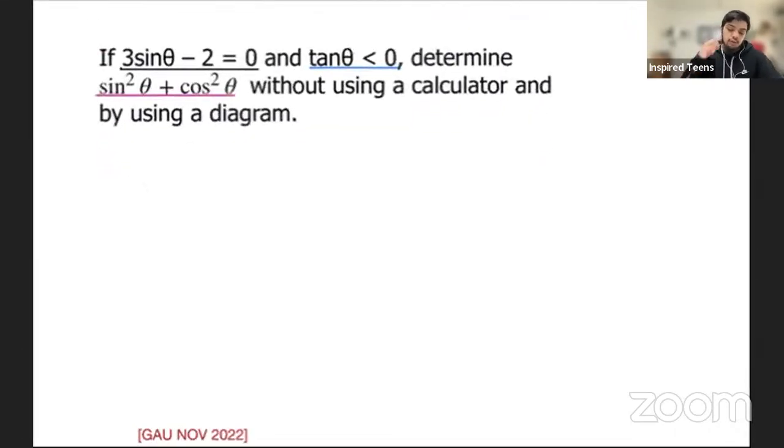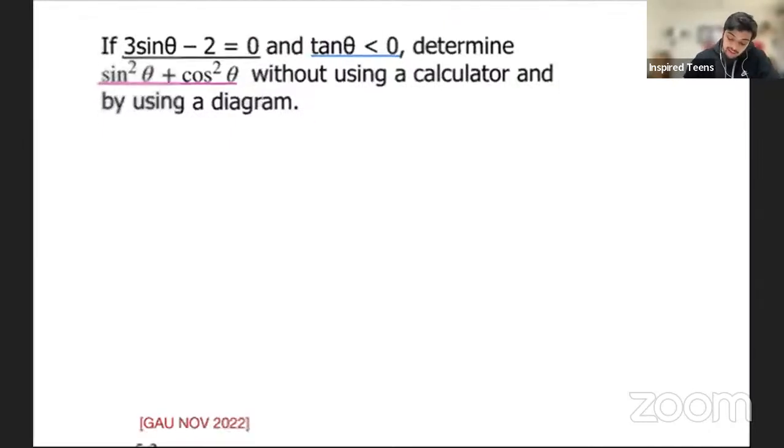Our first step is to always isolate the trig ratio. So let's take this equation that we were given. You utilize the equation that you're given and isolate the trig ratio. Let's do this.